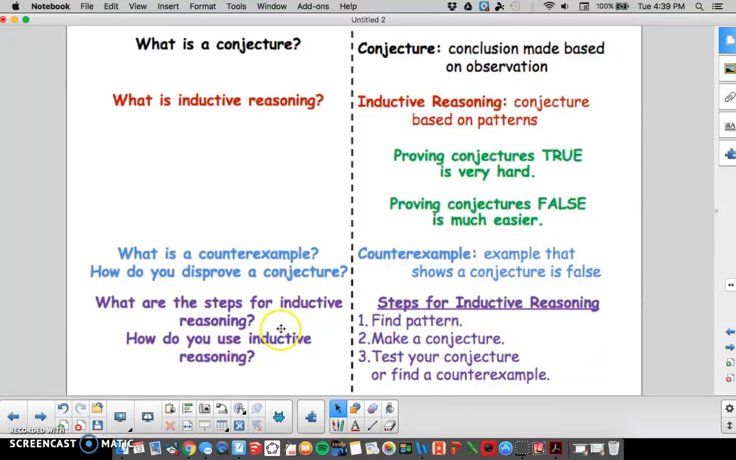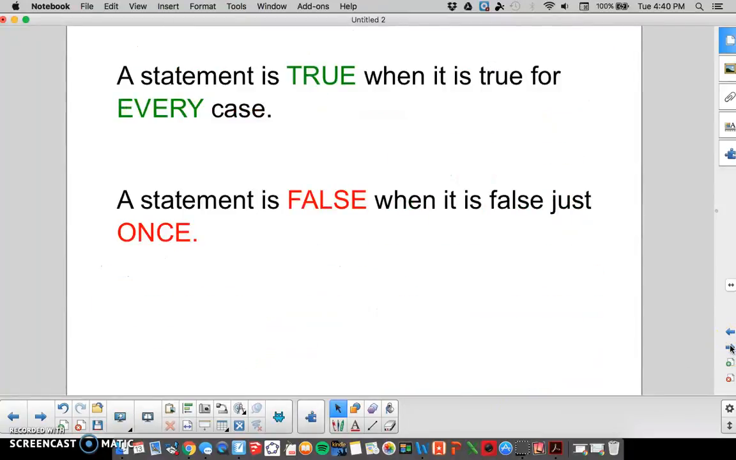Now, what are the steps for inductive reasoning and how do we use it? We find a pattern, we make a conjecture, and then we test it or find a counterexample. Okay? Now, here's something that you need to take into account. A statement is only true when it's true every time, when there is not a single case where it's false. In order for a statement to be proven false, it only has to be false one time. So we only have to show one counterexample to disprove an entire conjecture.